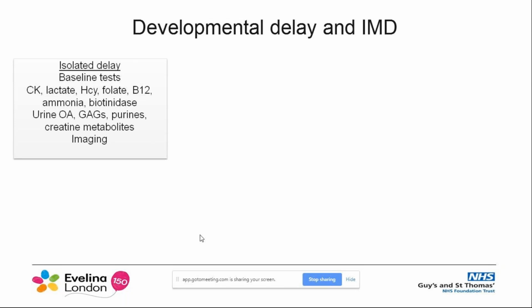And then the child with developmental delay. We can think about isolated developmental delay, and this can be a difficult scenario. These can be difficult scenarios with metabolic disorders because it's difficult to give community pediatricians a standard workup, because sometimes you need to have a look at the features of the history and the examination to see what you'd send. But as a baseline, you would send those baseline tests, the acylcarnitines, amino acids, organic acids, along with CKs, lactates, homocysteine, which can sometimes be useful in children with developmental delay.